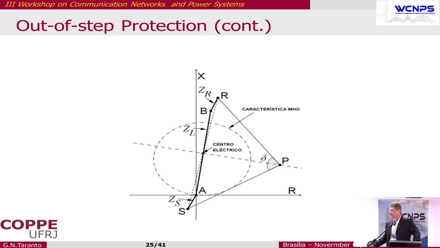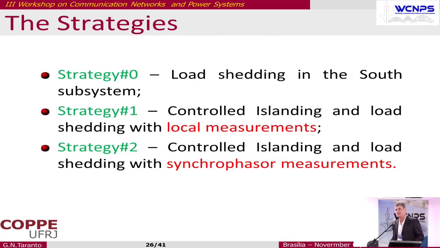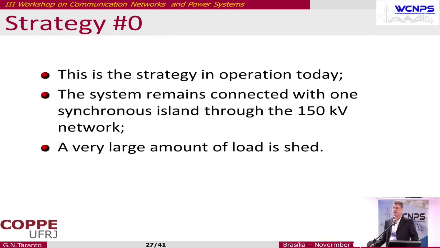This is the strategy in operation, not today. This is old, 5 years ago. Strategy 0, and a very large amount of load is cut. I will show the numbers at the end. Strategy 1 is applied to pre-selected network locations, preferably near the electrical center. The island scheme is performed by installing out-of-step functions in the pre-selected locations.